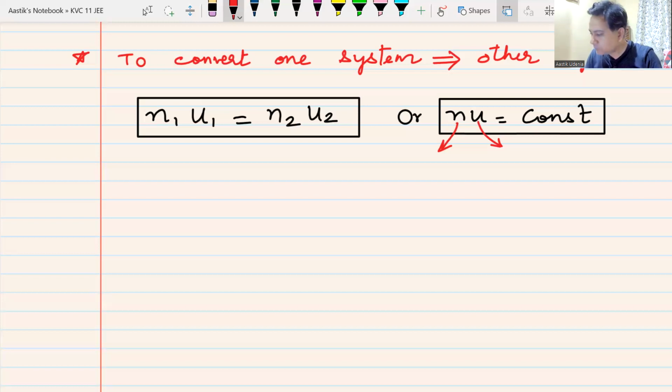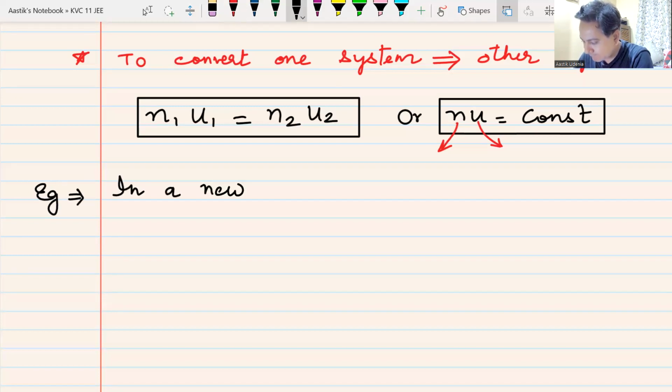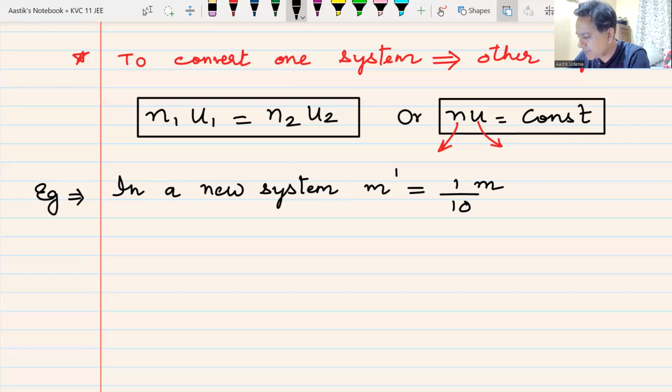Okay. Now, since we have seen this, let me put an example based on this. In a new system, m dash is equal to 1 by 10 times of m. Do you understand m dash? You understand the meaning of m dash?